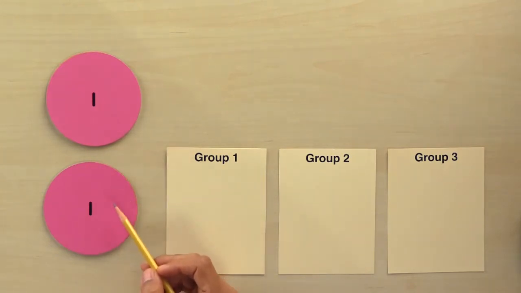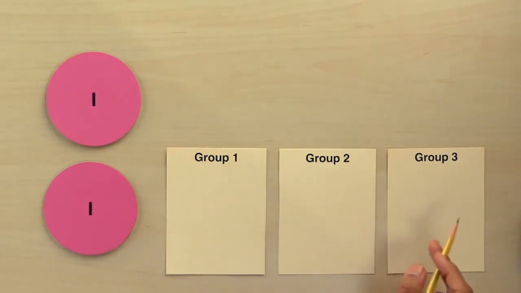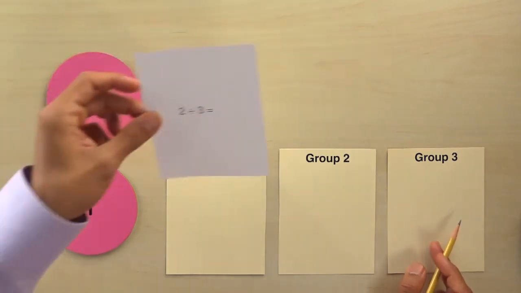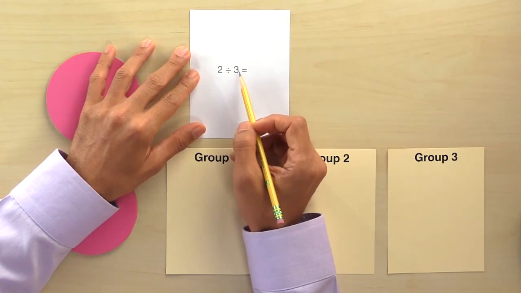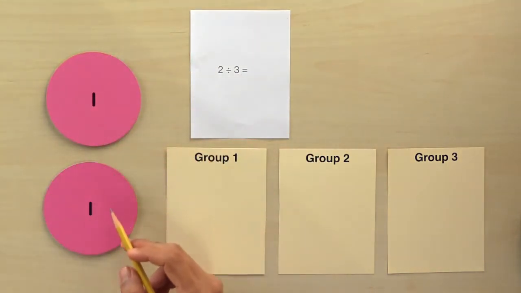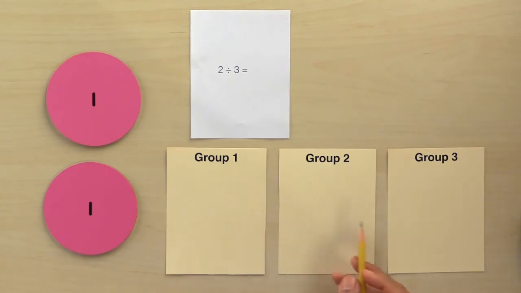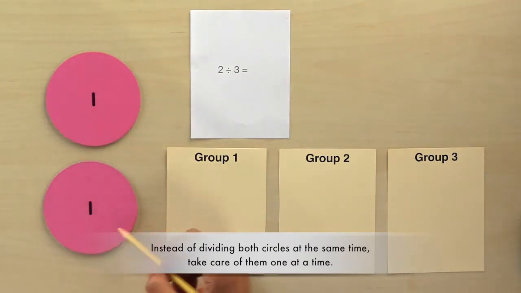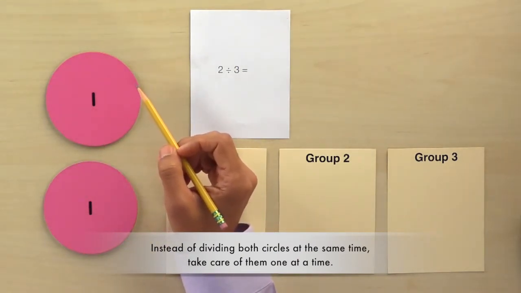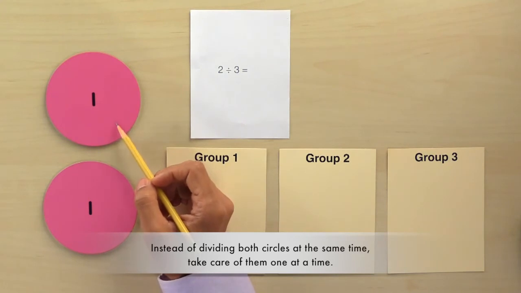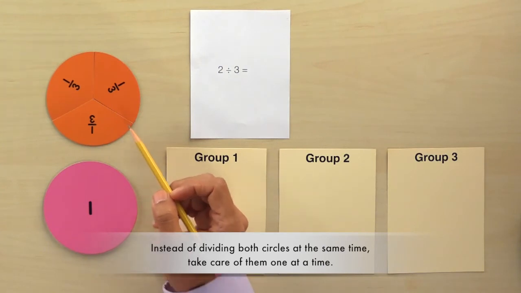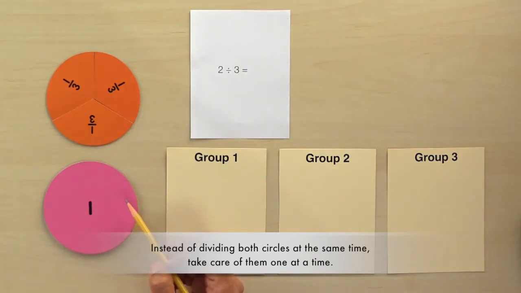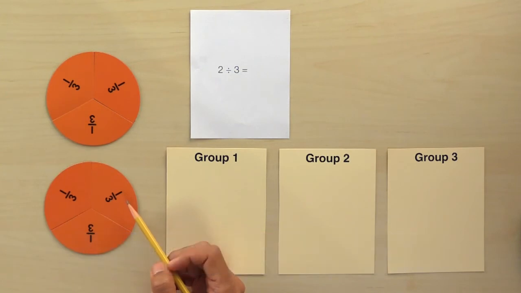Here we have 2 circles and we're going to divide them into 3 groups. And as you can see here, our division problem is 2 divided by 3. But how do we do that since we don't have enough circles to divide into the 3 groups? So here's how we're going to do it. Instead of trying to divide both circles at the same time, just take care of them one at a time. So take this circle and divide it by 3, and you'll notice that we end up with thirds. Now take this circle, divide it by 3, and again, we end up with thirds.